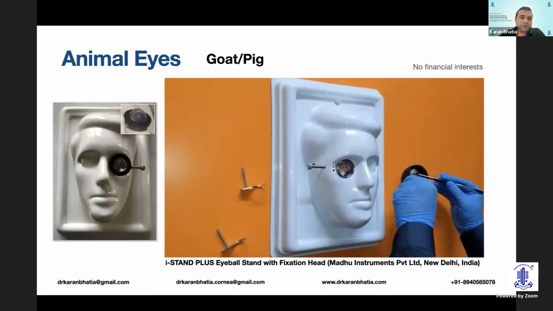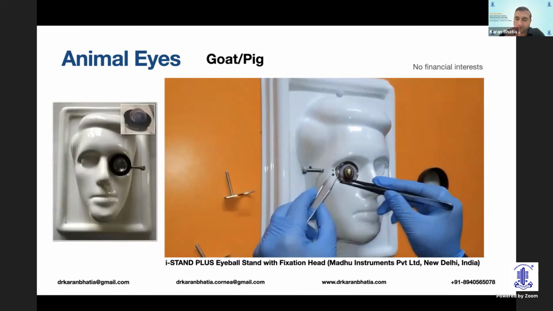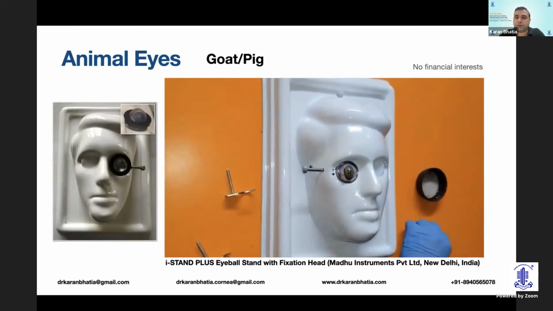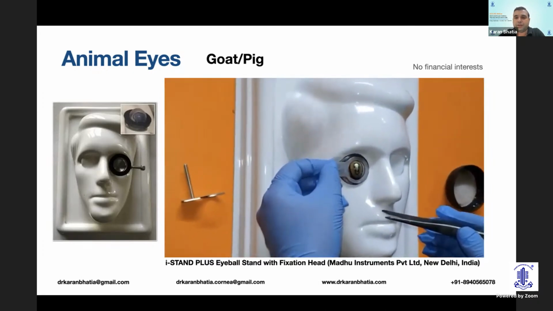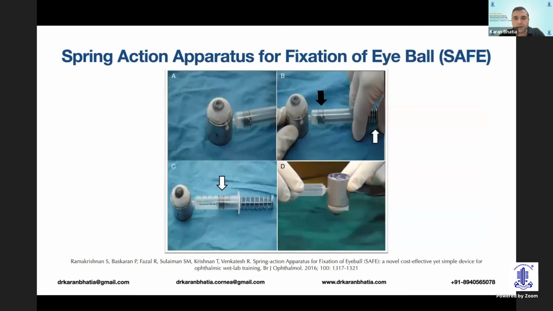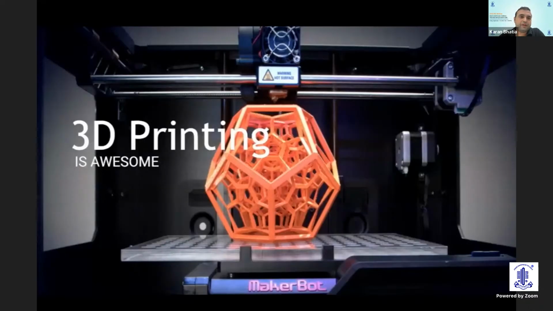This is another model from Madhu Instruments. Again, no financial interests. And this gives you the idea of an entire face as well. So you can keep your hands accordingly over here. And in a similar way, you just fixate it. This is another beautiful device called the Safe device by the Arvind Pondicherry group, by Dr. Seema Ramakrishnan. This is like a vacuum device, and it holds the eye pretty nicely. Other devices such as this metal mount are also available if you look for it.